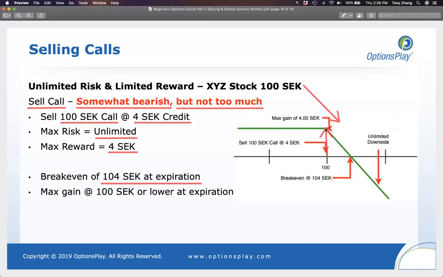But it doesn't matter if it moves 1 crown lower or 100 crowns lower, you are capped at your 4 crowns. And your max gain here, we just discussed this, is when the stock is at 100 crowns or lower at expiration. So those are the 4 fundamental building blocks of all option strategies.